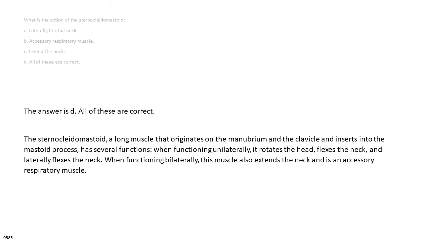The answer is D. All of these are correct. The sternocleidomastoid, a long muscle that originates on the manubrium and the clavicle and inserts into the mastoid process, has several functions. When functioning unilaterally, it rotates the head, flexes the neck, and laterally flexes the neck. When functioning bilaterally, this muscle also extends the neck and is an accessory respiratory muscle.